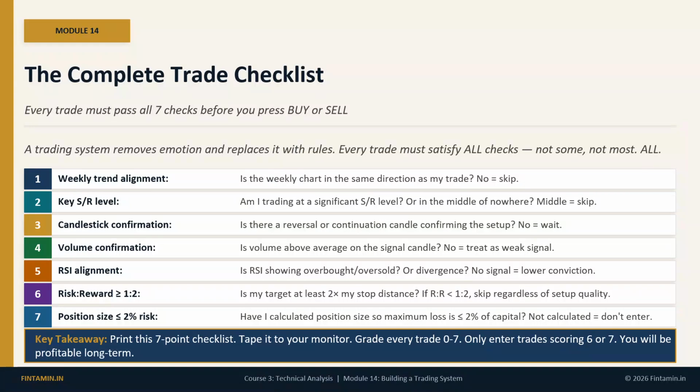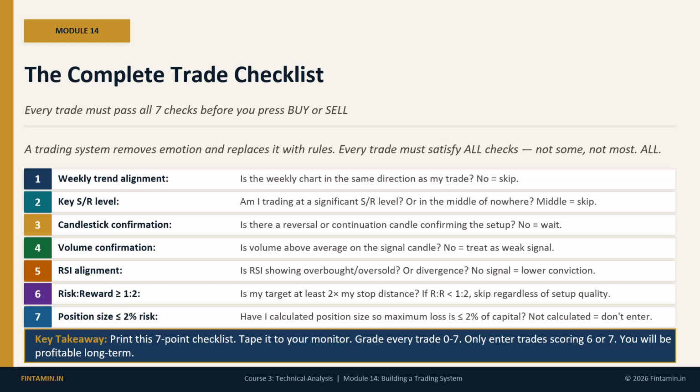The complete trade checklist. Before any trade, every trade, you must answer yes to all 7 of these questions. This is your gatekeeping system. Question number 1. Is the weekly chart trend aligned with the direction of my trade? If no, skip the trade. Question number 2. Am I trading at a significant support or resistance level, or in the middle of nowhere? If the latter, skip.